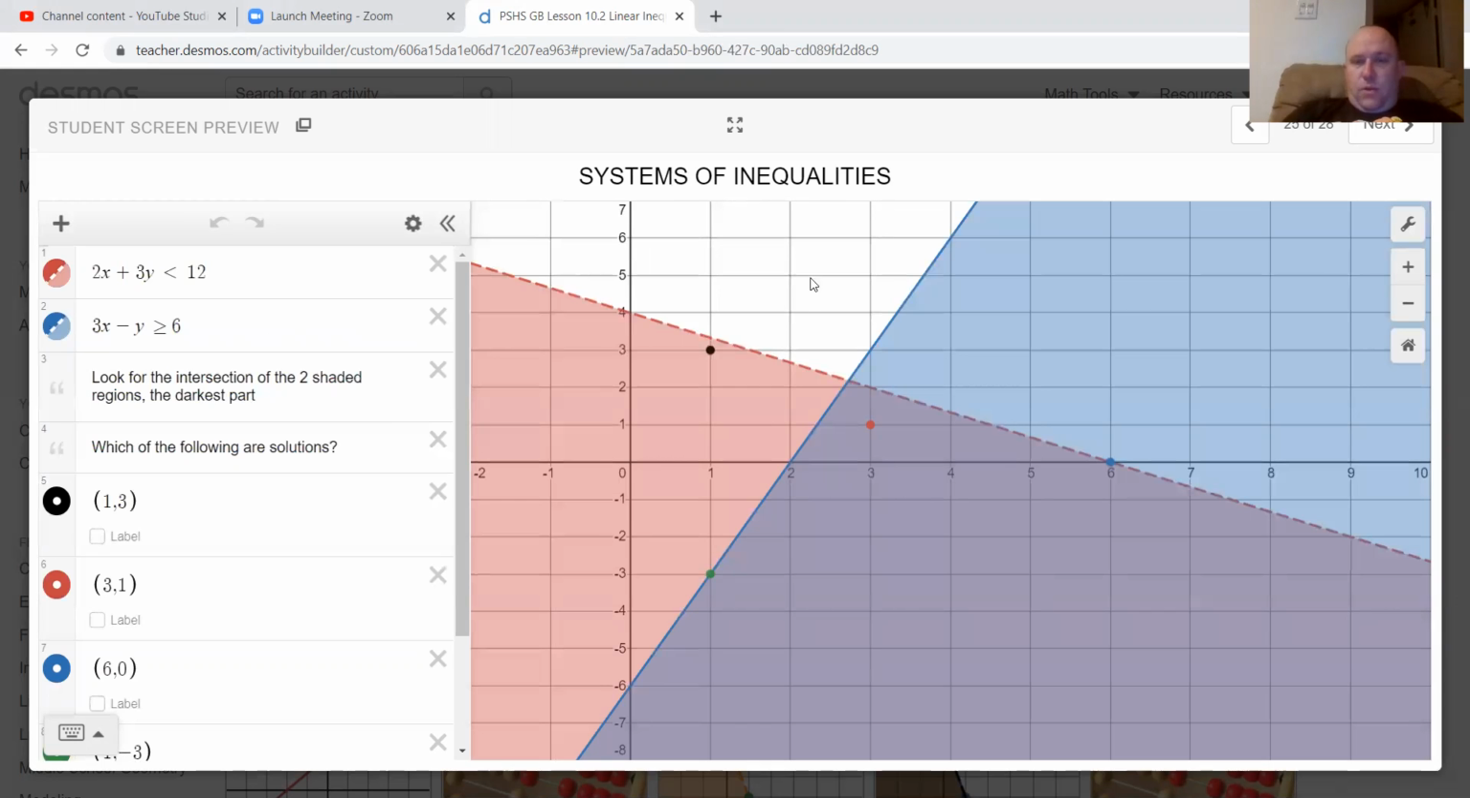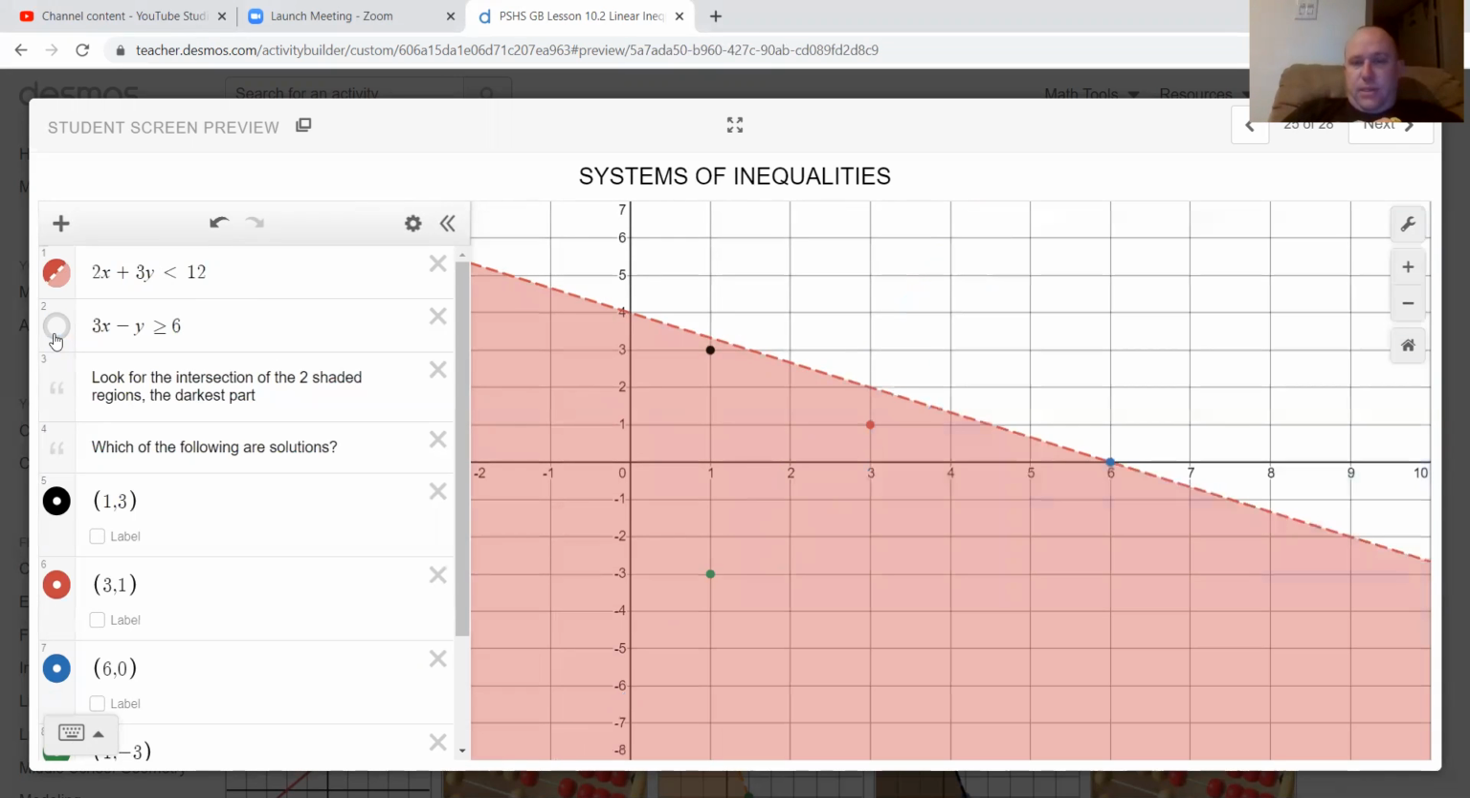So for a system of inequalities then, kind of similar to what we just did a second ago, you're going to type in the two inequalities. And this time though, you're going to look for which is the shaded area, the darkest of the shaded regions. So there's one shaded region here, one shaded region here, and you go for the one that's actually the darkest of the two. Now, if I switch it off just for a second, this is what's actually going on.